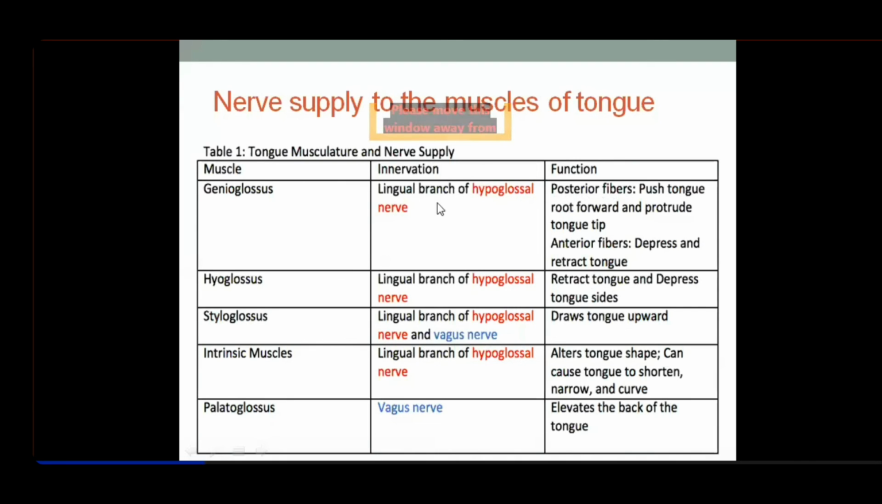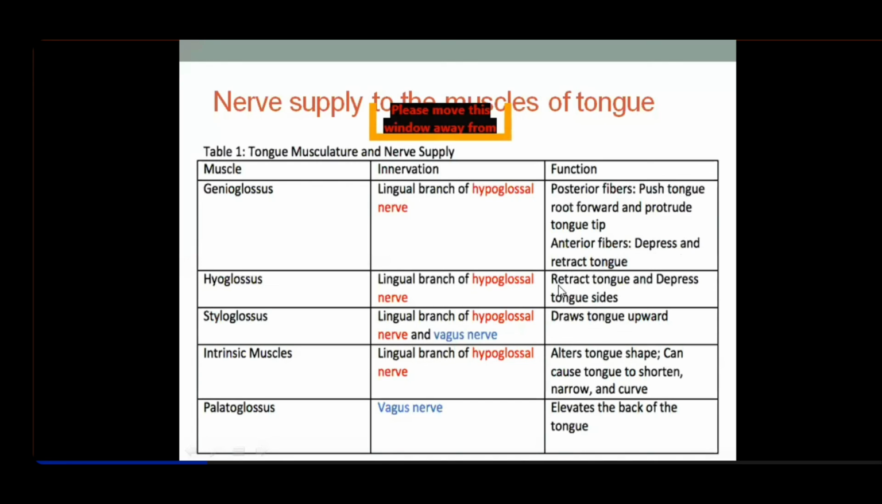The posterior fibers of Genioglossus push the tongue root forwards and protrude the tongue. Remember, the more important function is protrusion of the tongue outwards, and that's why it is called the life-saving muscle, because if this paralyzes, the tongue sets back and it closes the gullet. Okay, so this is a life-saving muscle. And anterior fibers will depress and retract the tongue.